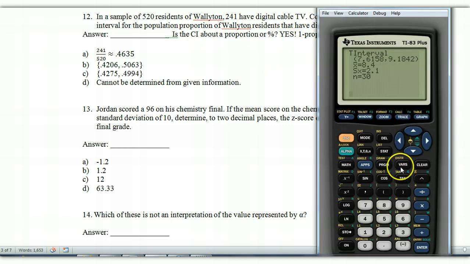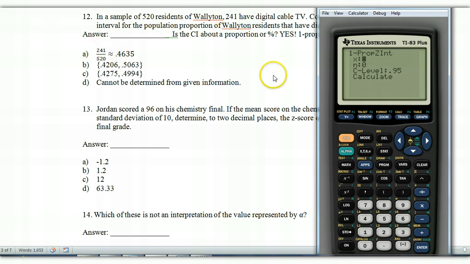Alright, prop stands for proportion. So stat test, not z interval, but a 1 prop z interval. Okay, 1 prop z interval. Alright, and once you're in here, you can think of prop, the PROP, as proper fraction, because x has to be smaller than n. Okay, so 241 over 520 is the proper fraction that we're talking about here, but that's not a confidence interval. That's just the number in the middle of the confidence interval.